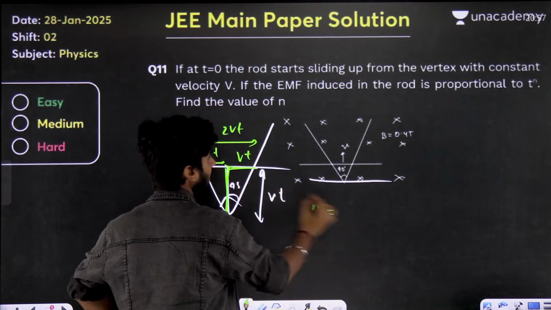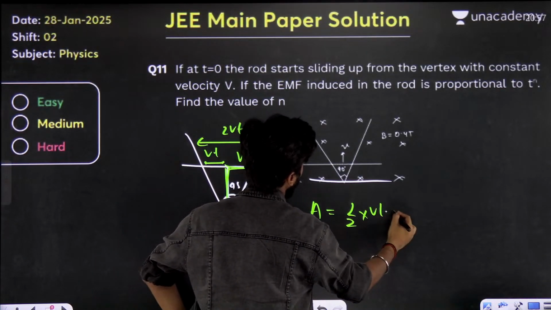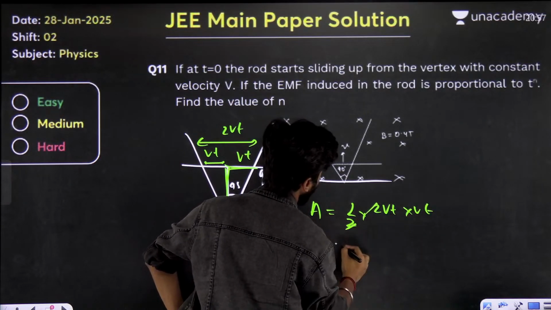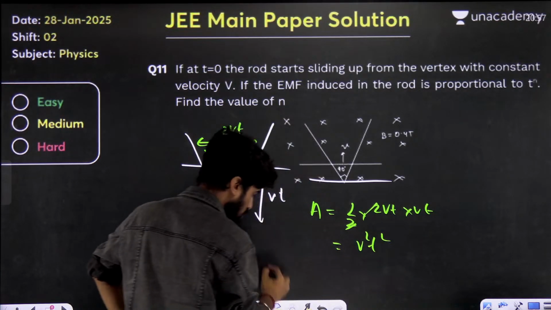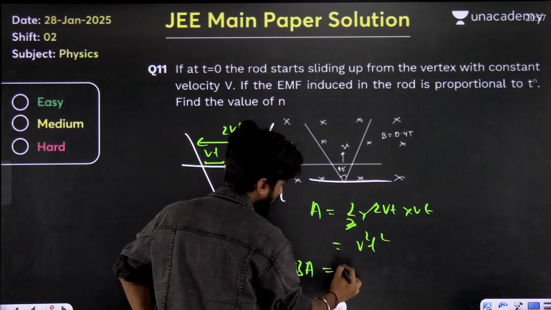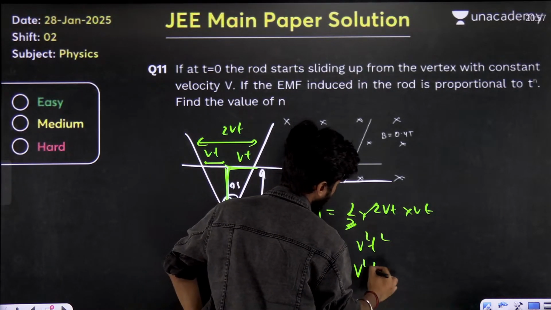Area is simply half base is vt, base is 2vt, and height is vt. Means we can simply write v square t square is the area. So what is the flux? Flux will be equal to B into A is the formula. So B naught into A is what? V square t square. Simple.